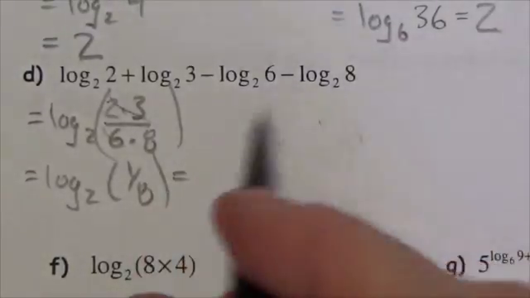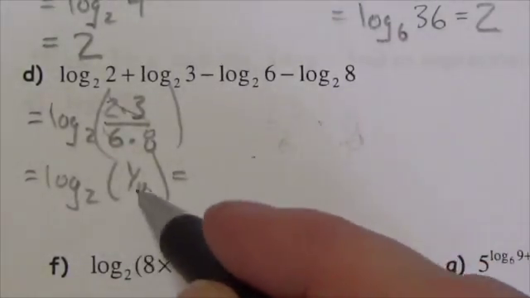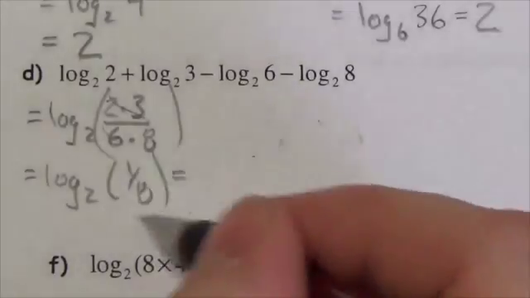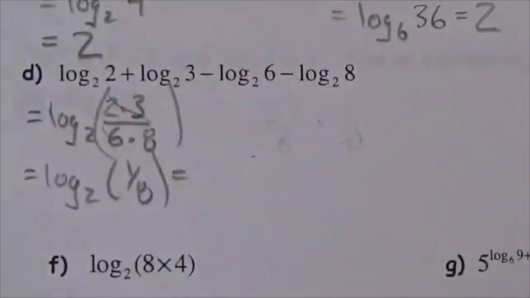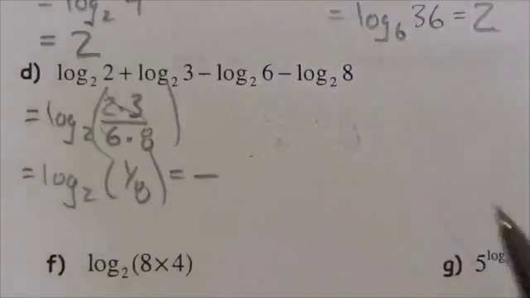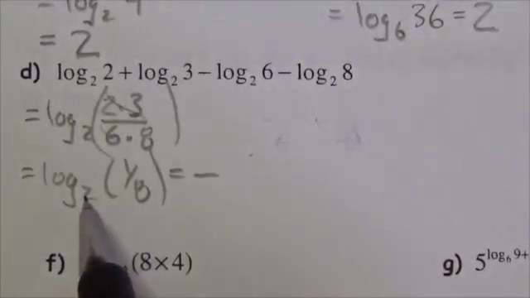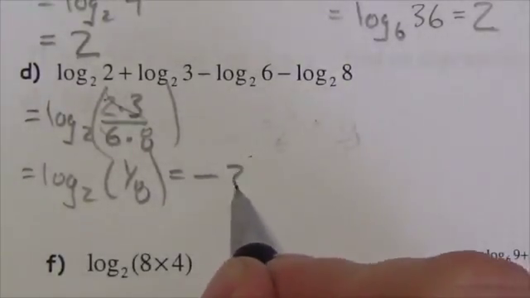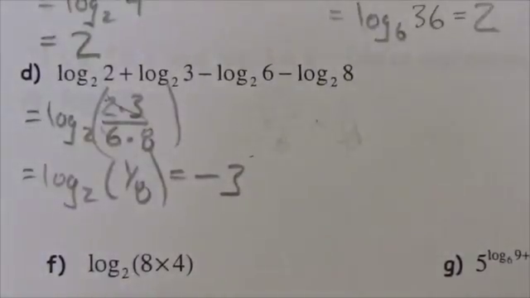Which is going to become, well, think about it. What exponent do I have to put on 2 to make it look like 1 over 8? Well, first of all, because it's 1 over, I know that the exponent has got to be negative. Because it's 8 that's equal to this, it has to be 2 cubed. So there's my answer here.